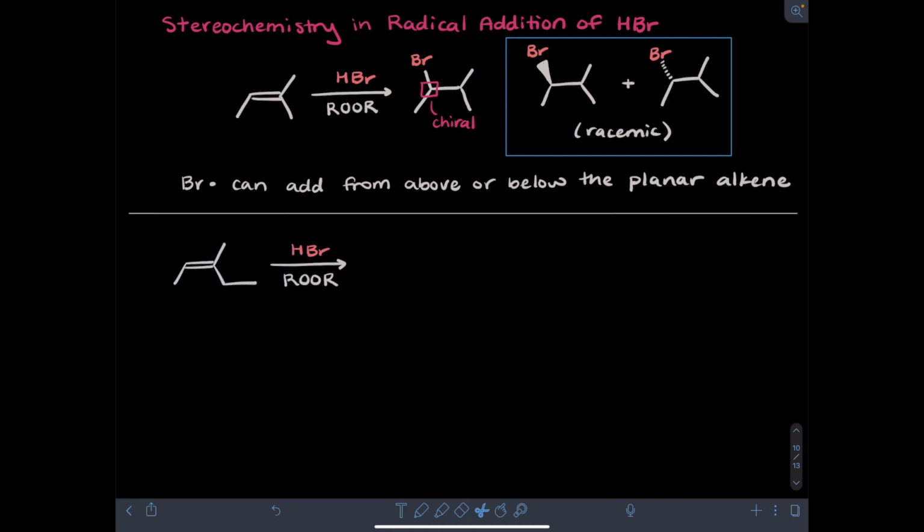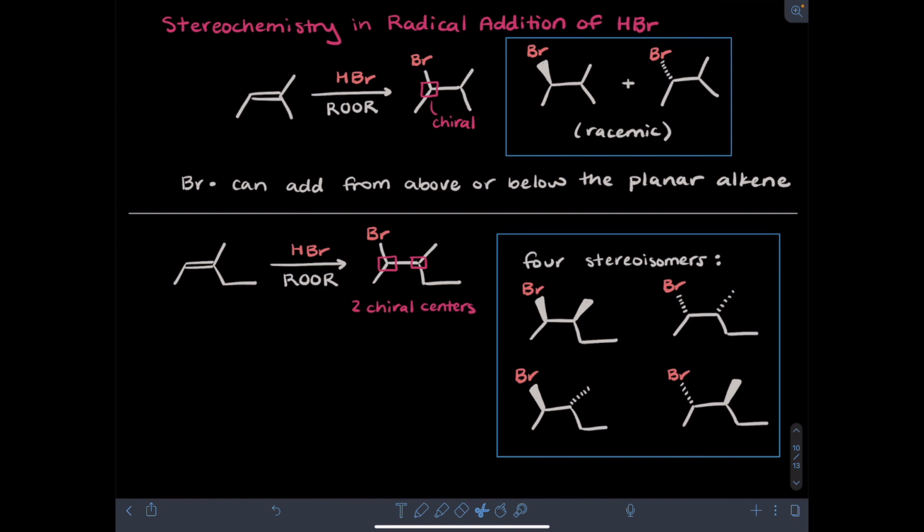Now let's consider another example where we still have a tri-substituted alkene, but now two of the substituents are methyls and one is an ethyl. Here as well, anti-Markovnikov addition would occur, so the bromine would add to that less substituted position on the left. In this case, two new chiral centers have been generated. We'll need to consider the new stereochemistry at each of these chiral centers. And it turns out that 4 stereoisomers of product are formed.